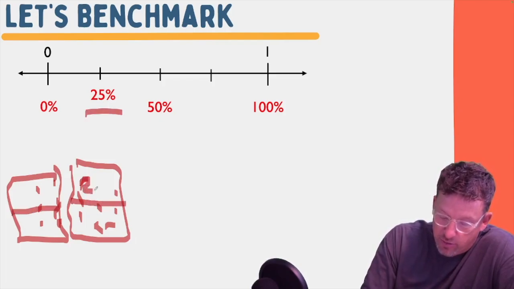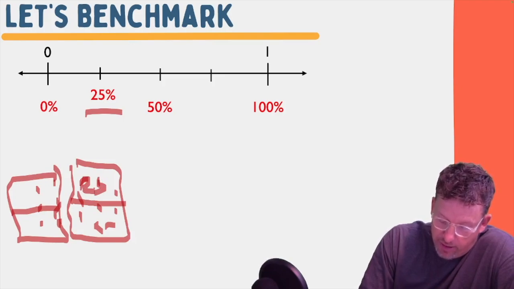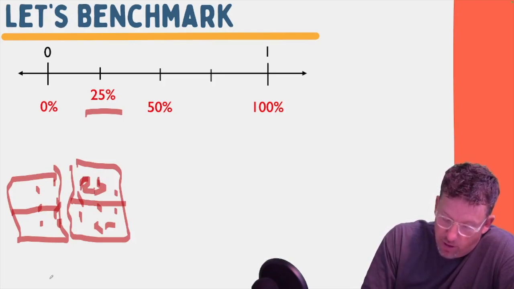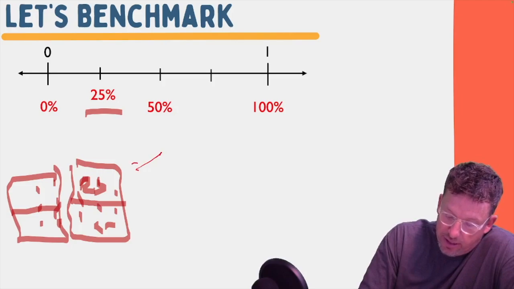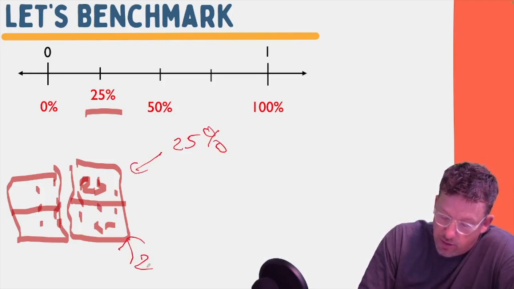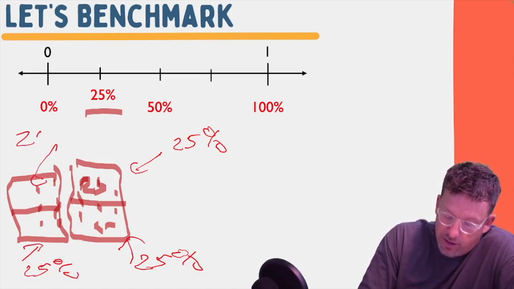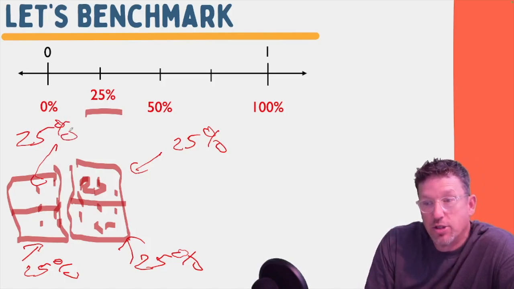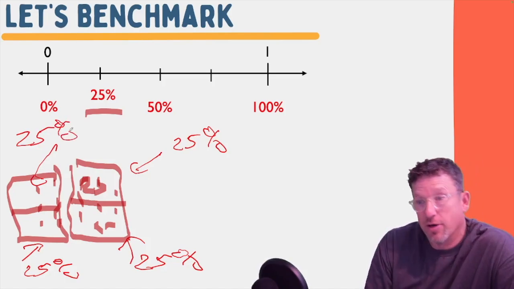This would be 25. Well, let me try that again. I'll do it in another color and write smaller. Okay? This little collection would be 25%. This one would be 25%. This one would be 25%. And this collection would be 25%. Okay? So they're 1/4. There are 4 sections that are 25.